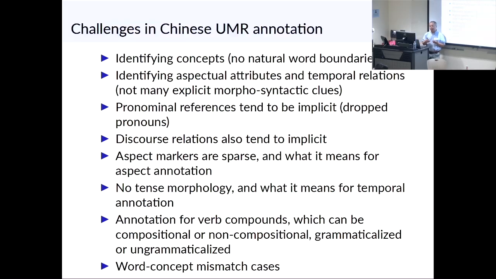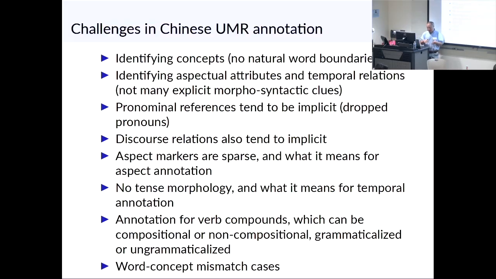Say you have two verbs. One of them is maybe grammaticalized. It's almost like a particle in English, right? Like pick up, right? So the up in Chinese might be just a verb, but in English that's a particle, right?